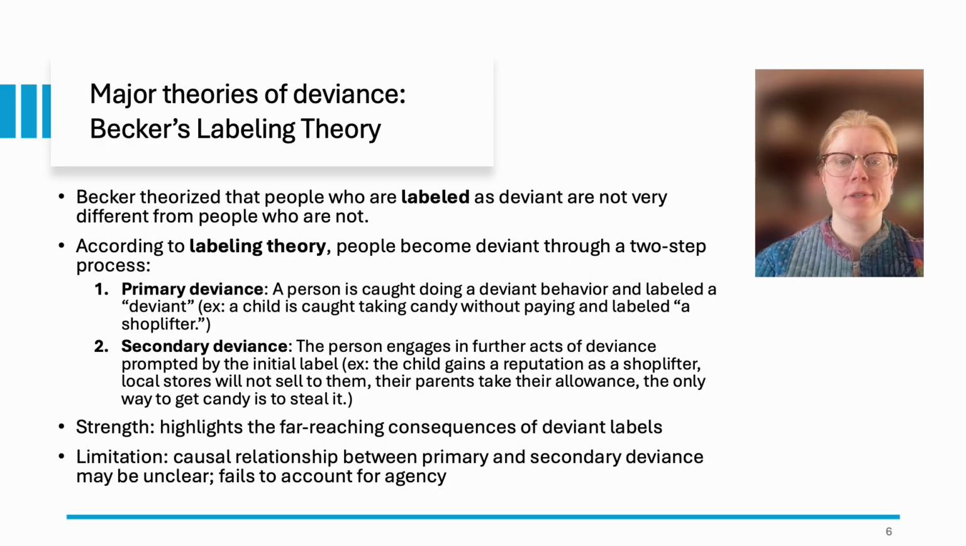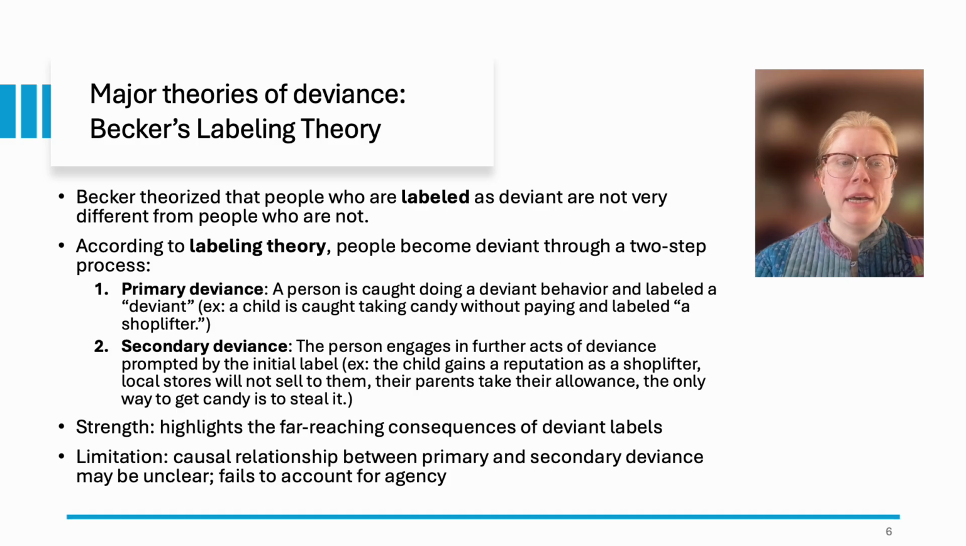Finally, let's drill down and move from the macro to the micro and talk about an interpersonal process, how a social process could affect an individual. So Howard Becker created labeling theory, where he theorizes that people who are labeled as deviants are not especially different from people who are not.